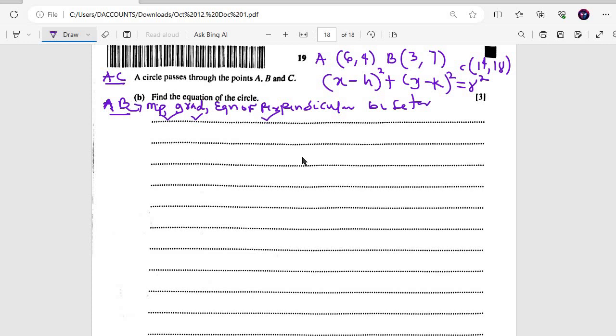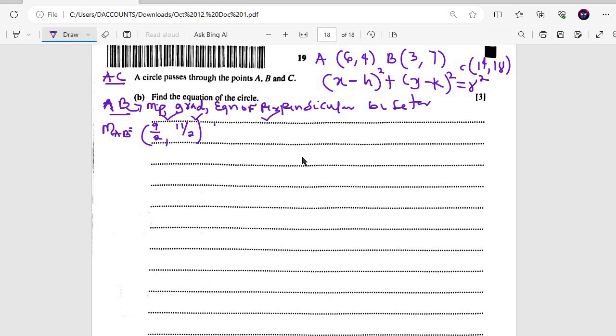Now let's get the midpoint for AB. You know the formula for midpoint: average of x and average of y. Average of x: 3 plus 6 is 9, 9 over 2, that's the average. Y: 7 plus 4 is 11, 11 over 2. That's the midpoint of AB.